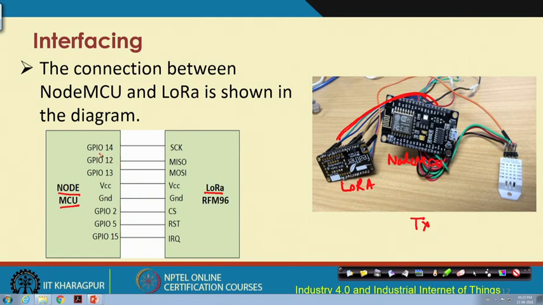As you can see over here, the GPIO 14 pin in NodeMCU connects to the SCK for clocking, and GPIO 12 to the MISO pin. This is basically master in, slave out, and GPIO 13 connects to the MOSI, then VCC to VCC, ground to ground, GPIO 2 to CS, and GPIO 5 to RST, which is the reset, and this one is for the interrupt.